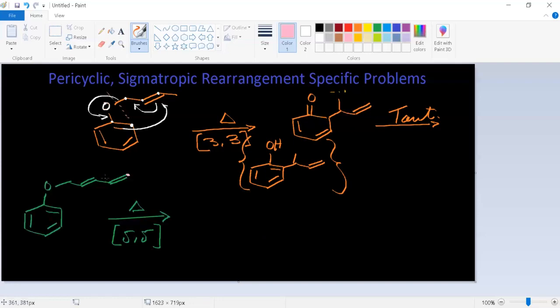Okay, so another similar problem, just like the one above. I'm telling you guys the reactant. I'm telling you guys to use thermal conditions and to do a 5,5 rearrangement. So go ahead and give this one a try.